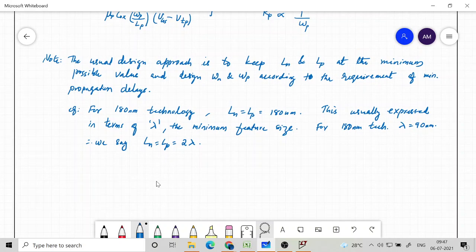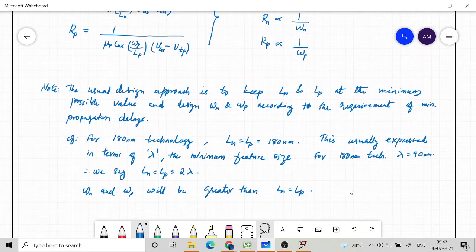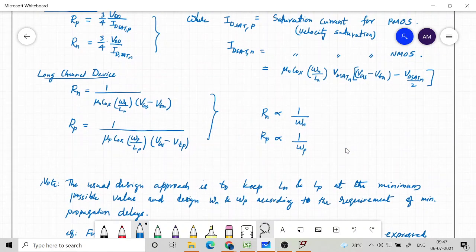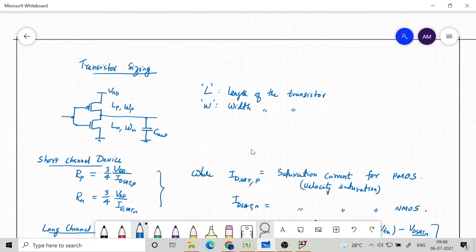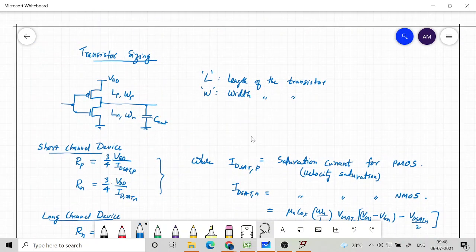Okay, Wn and Wp will be greater than Ln equal to Lp. So how to decide about Wn and Wp? One thing that we have noticed from the above resistance expression is that resistance is inversely proportional to Wn and Wp. So when we talk about transistor sizing, we are actually talking about only the W, because Ln is fixed at the minimum value.